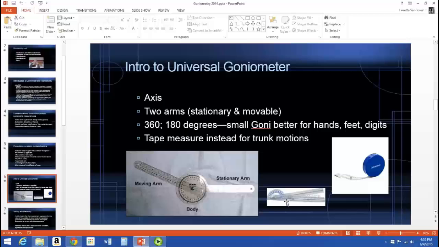Generally, you want to use the goniometer that's appropriate for the size of the joint that you're measuring. So you're going to use a smaller goniometer for hands, feet, digits, and a larger one for your larger joint movements. A lot of times we're going to use other instruments besides a goniometer, for example a tape measure, for measuring trunk motions.